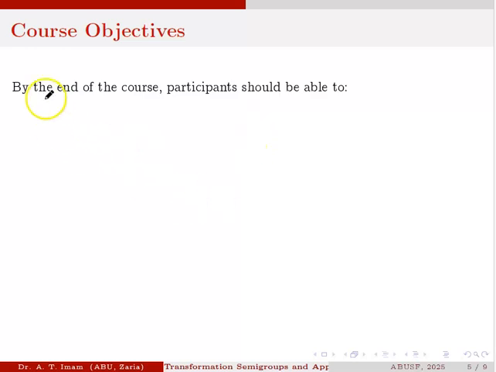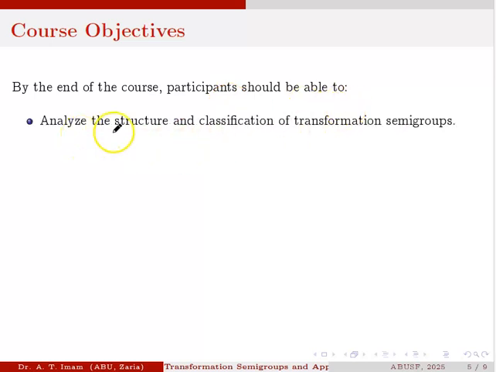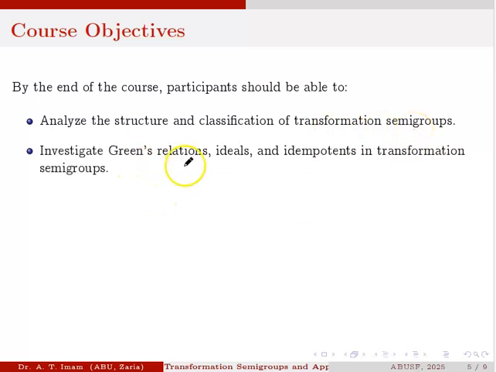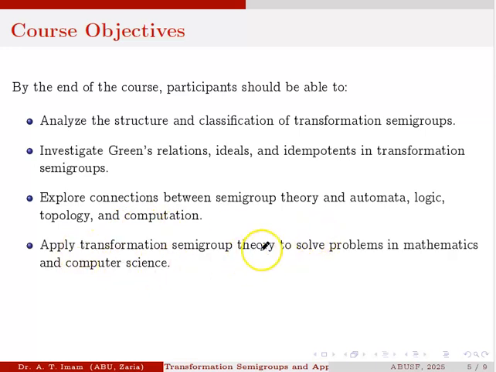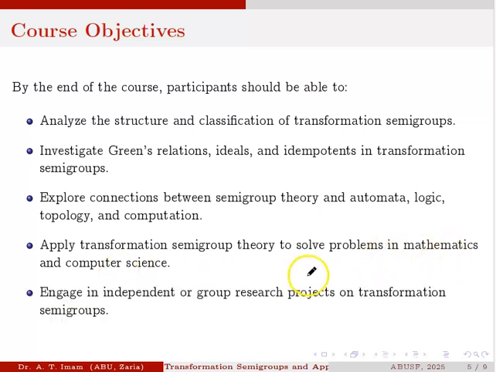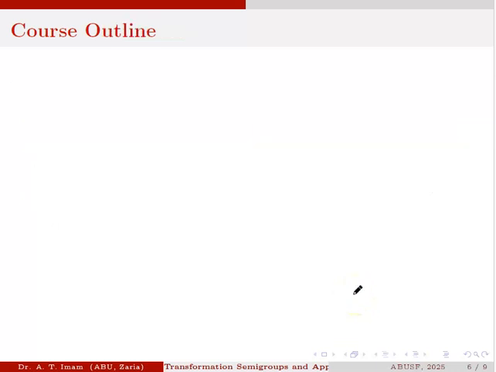So the objectives of this course: by the end of the course, participants should be able to analyze the structure and classification of transformation semigroups, investigate Green's relations, ideals, and idempotents in transformation semigroups, explore connections between semigroup theory and automata, logic, topology, and computation, and apply transformation semigroup theory to solve problems in mathematics and computer science. And students should be able to engage in independent or group research projects on transformation semigroups.